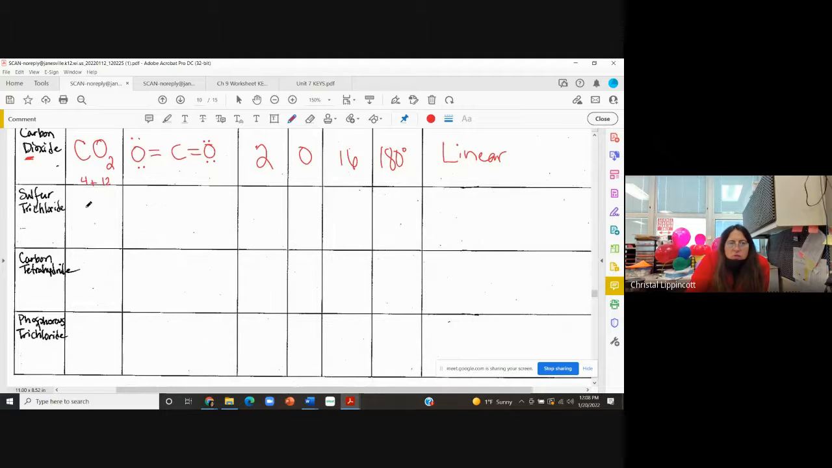The next one is sulfur trichloride. So chlorine, we're going to have 3 of those. This is what its structure will end up looking like. So see if you can figure out what belongs on the rest of this.